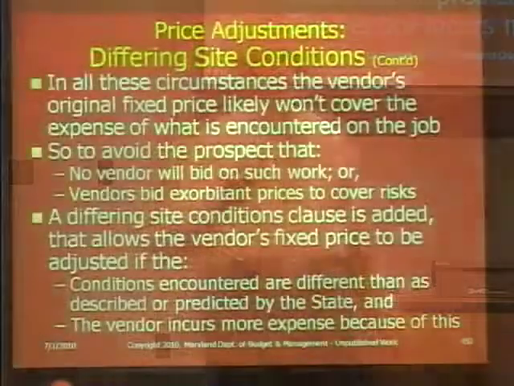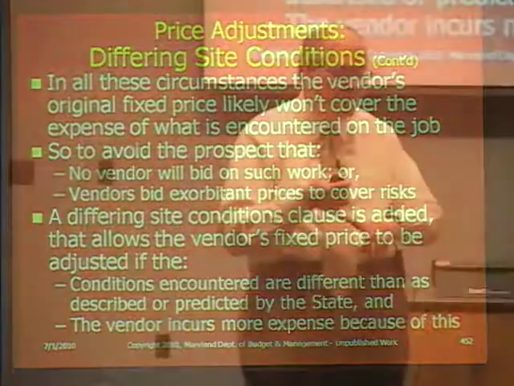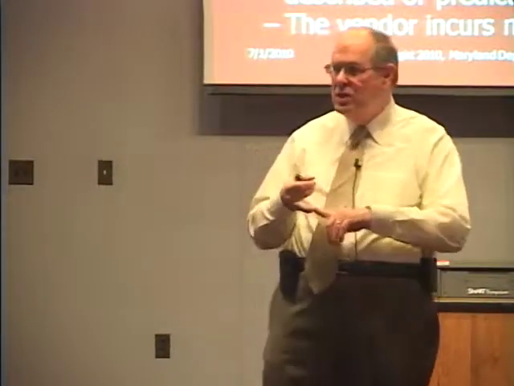In all these circumstances, the vendor's original fixed price likely won't cover the expense of what is encountered on the job. That's always the one risk, because you have the risk of finding a different site condition. One possibility is that because of that risk, no one will bid. Or the second possibility is if they have to cover any and all risks, they're going to bid through the ceiling, expecting they're going to have to dig 20 different places to find it. And neither one of those is a good outcome for the state.